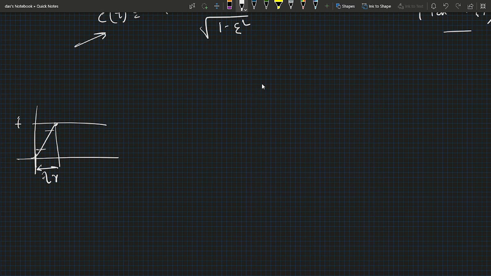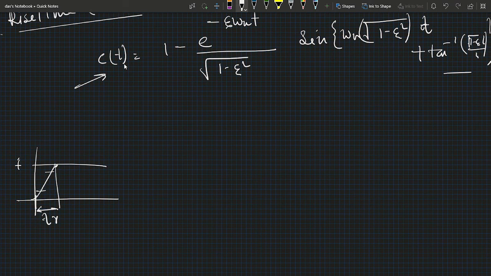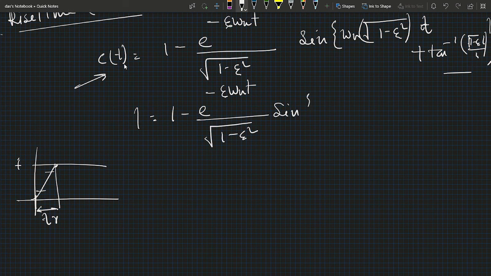So now this value equals 1. Here putting C(t) equals 1. So that is our equation: e to the power minus zeta omega n t over root 1 minus zeta square, sine of omega n root 1 minus zeta square into t plus phi. So this is another expression.